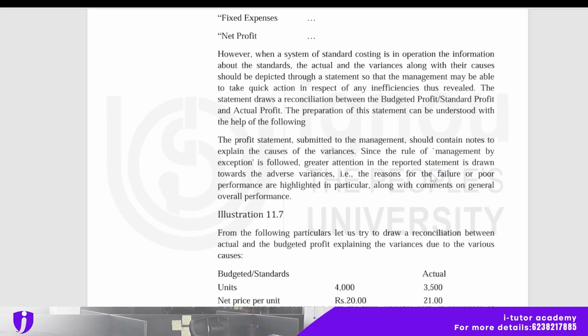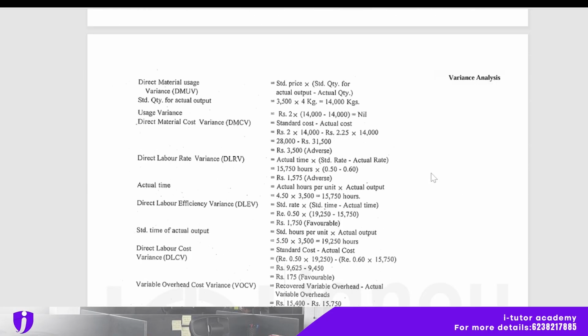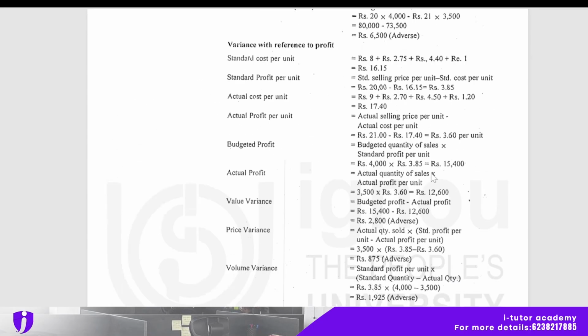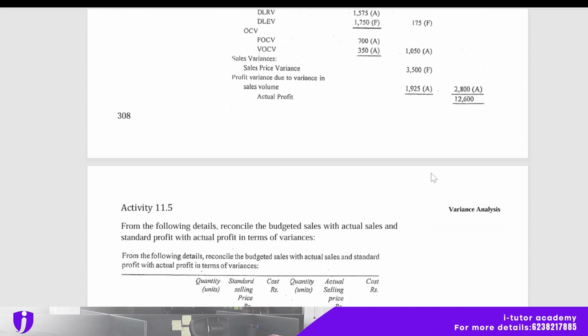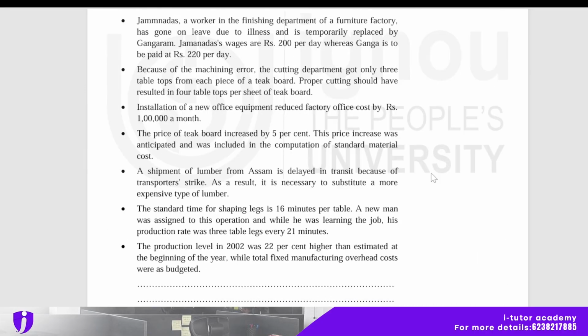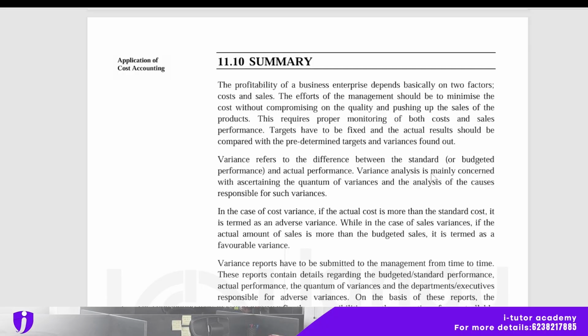The statement draws a reconciliation between the budgeted profit or standard profit and actual profit. The preparation of this statement can be understood with the help of the following illustration. Sections are here. You just go through it, and here are 2 pages and 3 pages. Activities are also based on that. Activity 1, 2 and 11.6 are here. So try to answer these. It will help you for your term end examination.